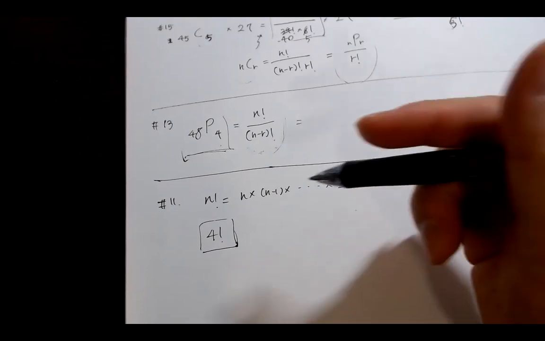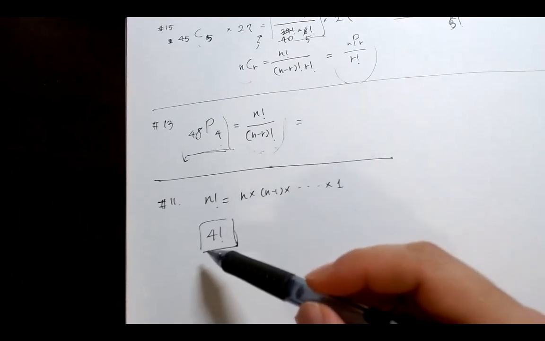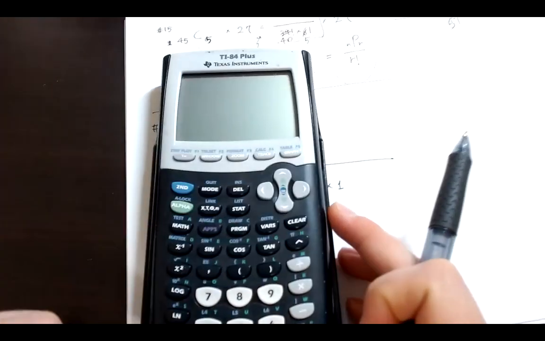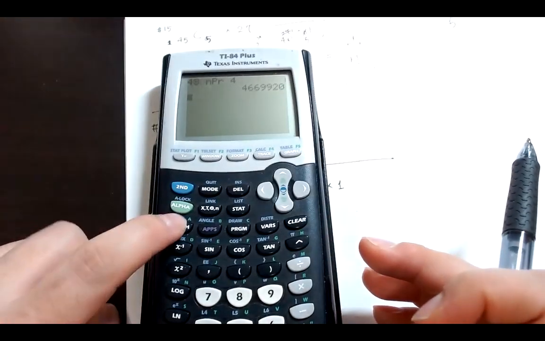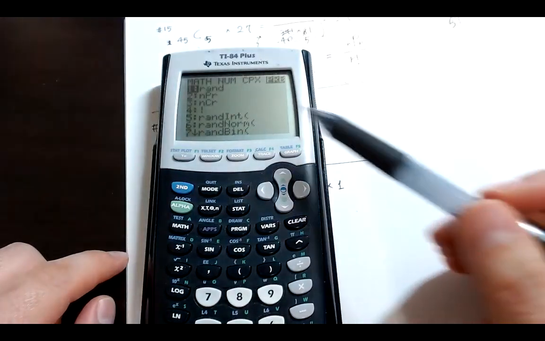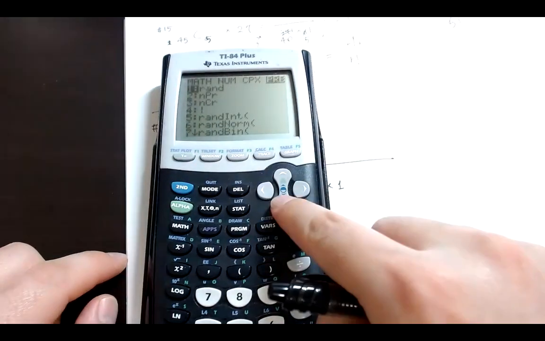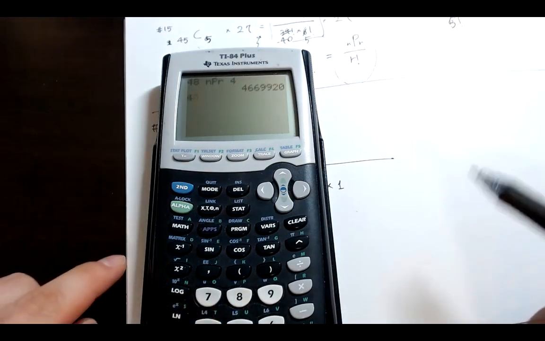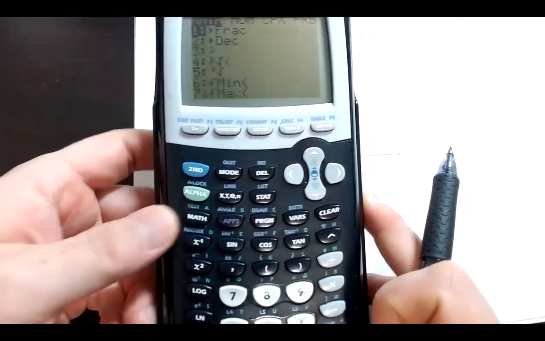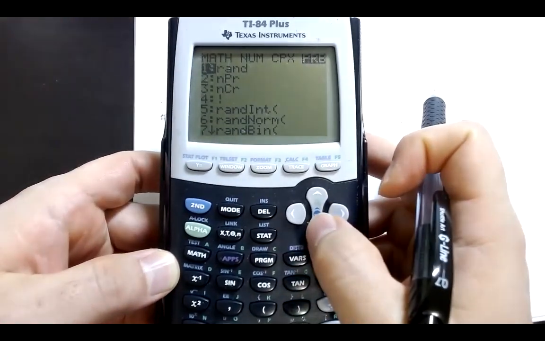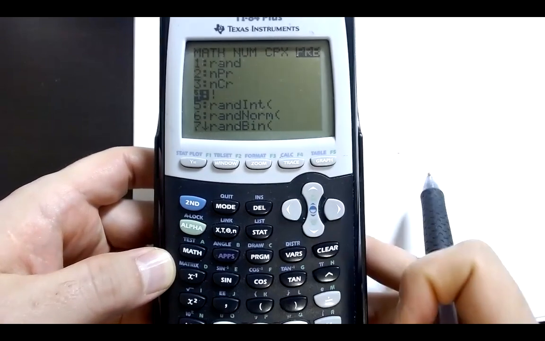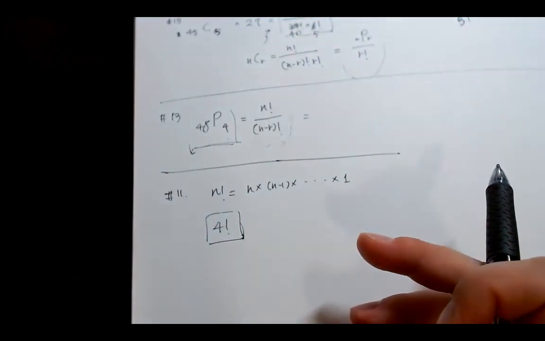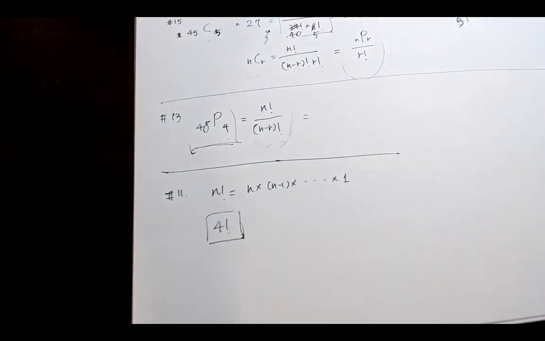How can you find 4 factorial more easily? Using the calculator, yes. First we go to math, and then the probability menu, and you see the factorial there, the exclamation mark. That's 4 factorial, so we enter 4. Then under the math PRB tab we choose number 4, the exclamation mark. So we got 24. So 1 over 24 is going to be the probability.